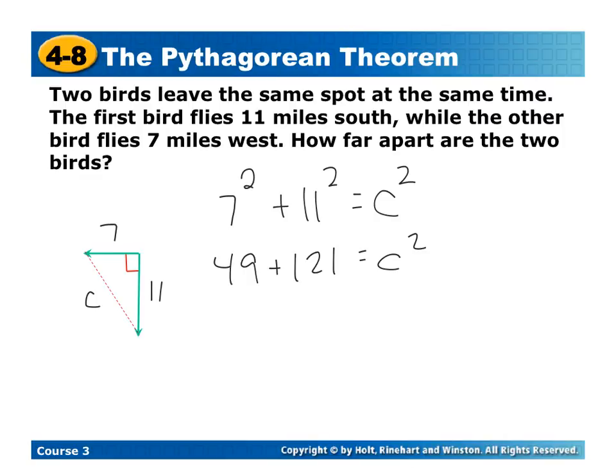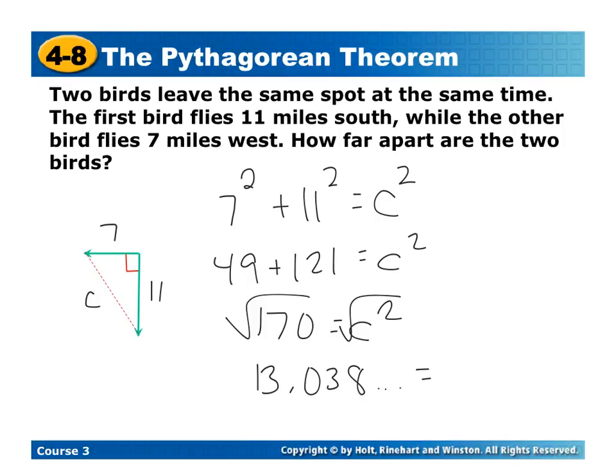I'm going to go ahead and add those up. So 49 plus 121 gives us 170. I'm going to go ahead and take that square root, and we're going to get 13.038, and it keeps going on. If we round to the nearest hundredth, it's going to be 13.04 miles.